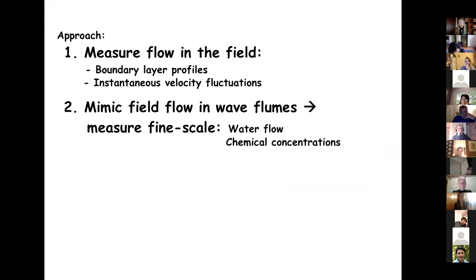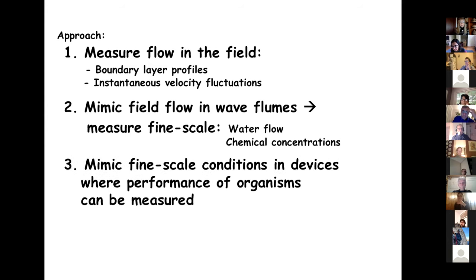Then we try to mimic the field flow in wave flumes, where we're able to measure physical characteristics and chemical characteristics on a much finer scale than we can do in the field. So both water flow and local chemical concentrations, for example. Then the third step is to take those fine scale measurements that we made in the flume and mimic them in an even smaller device where the performance of the organism can be measured.